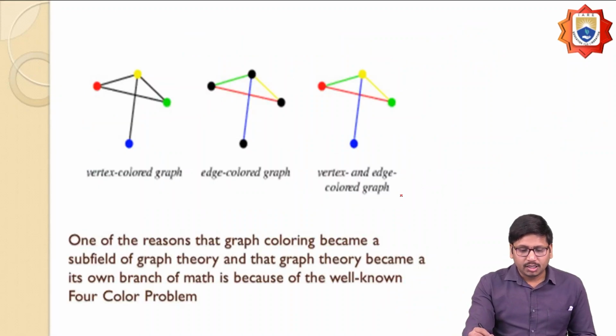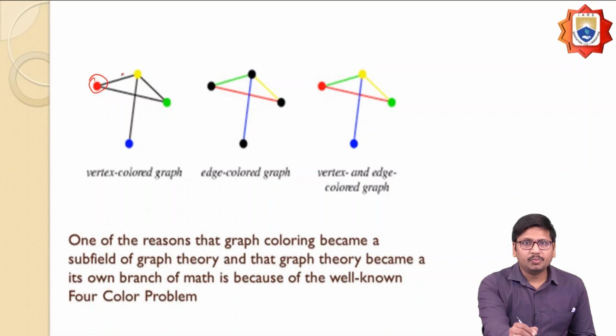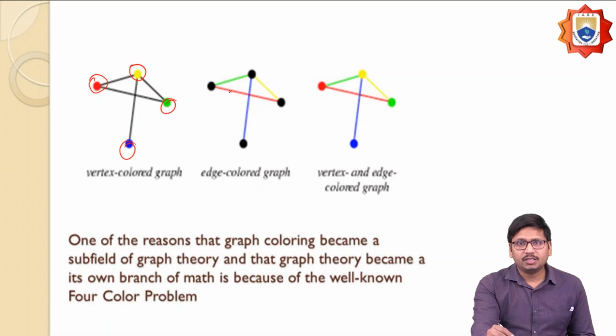See the example of a vertex colored graph. We have four vertices, and I have different colors for the vertices and for the edge coloring. If I look at this edge coloring, this one is red, green, yellow, and then blue. And here both the vertex and edge coloring are applied to the graph. Then this is how the graph looks. One of the reasons graph coloring is important is that this subfield of graph theory became its own branch of maps, which is the well-known four color problem.